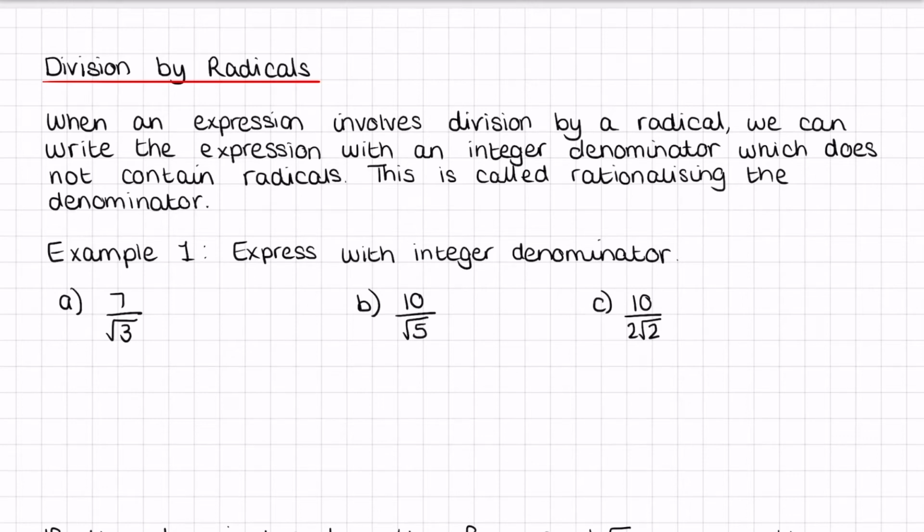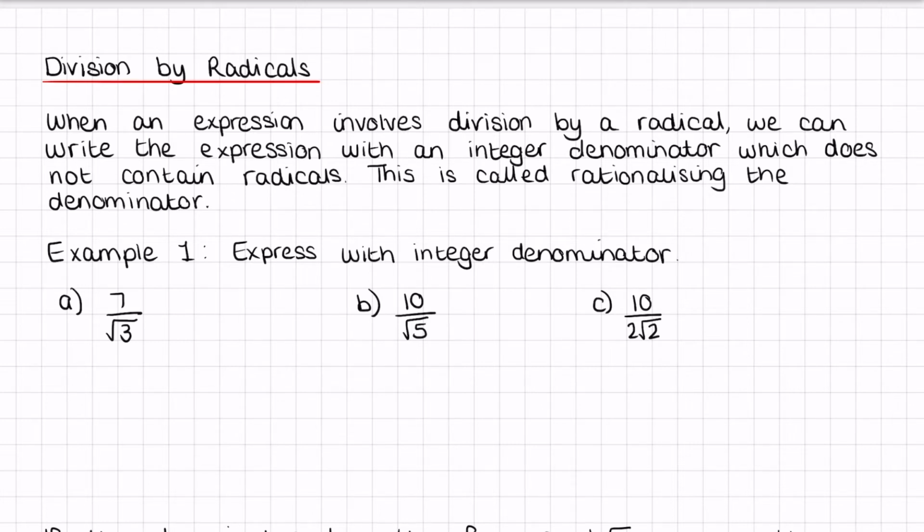And the final video in this topic is on division by radicals. So when an expression involves division by a radical, we can write the expression with an integer denominator which does not contain radicals. This is called rationalising the denominator. So all this means is if we have a fraction, we don't want to write our fraction with a surd in the denominator. And we can eliminate that by doing some simple processes.